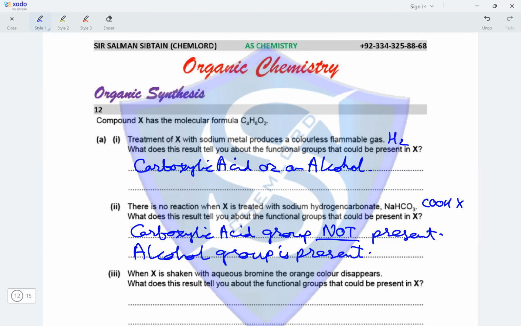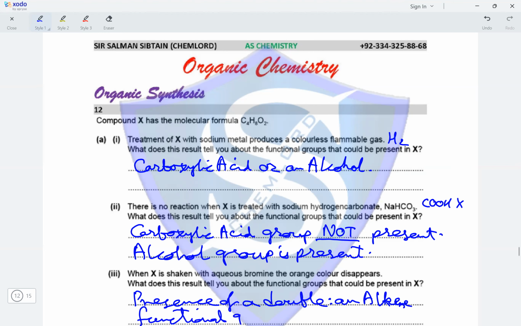When X is shaken with aqueous bromine, the orange color disappears. What does this result tell you about the functional groups that could be present in X? Disappearing of the color of bromine indicates the presence of a double bond. That means an alkene functional group is present.